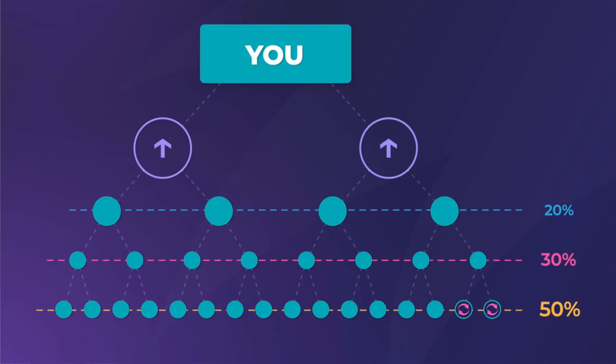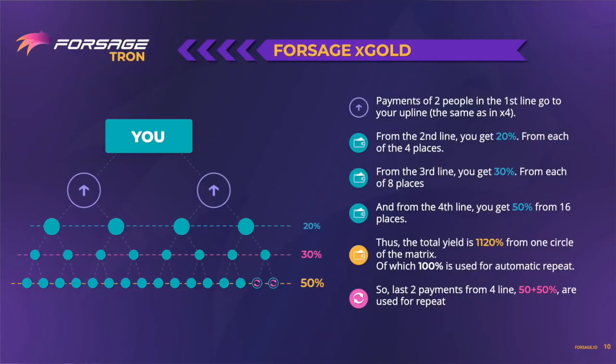From the second line you get 20% from each of the 4 places. From the third line you get 30% from each of 8 places. And from the fourth line you get 50% from 16 places. Thus the total yield is 1120% from one circle on the matrix, of which 100% of course is used for automatic repeat.